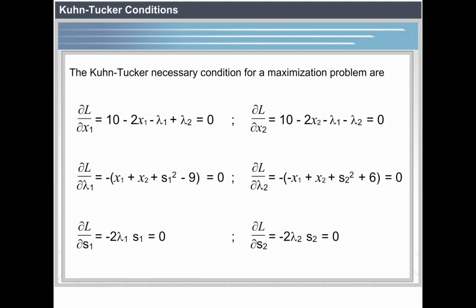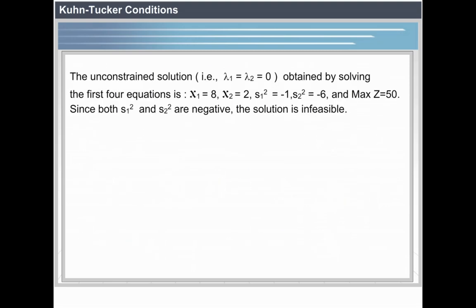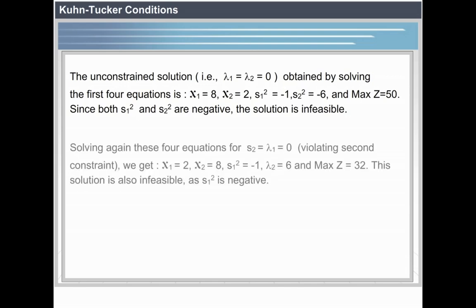∂L/∂s1 = -2λ1 s1 = 0. ∂L/∂s2 = -2λ2 s2 = 0. The unconstrained solution, that is λ1 = λ2 = 0, obtained by solving the first 4 equations, is x1 = 8, x2 = 2, s1² = -1, s2² = -6, and maximize z = 50. Since both s1² and s2² are negative, the solution is infeasible.